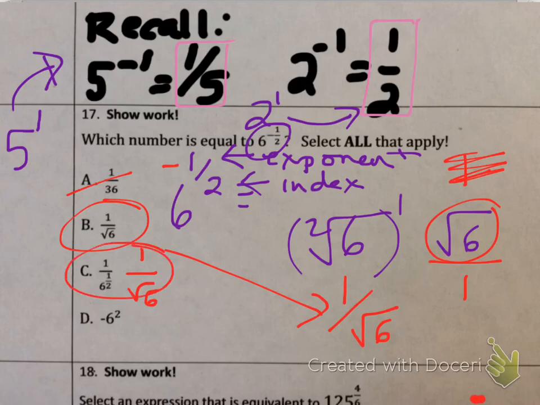And then D, negative 6 squared, is really just negative 1 times 6, which is not a fraction at all. So B and C are our choices.